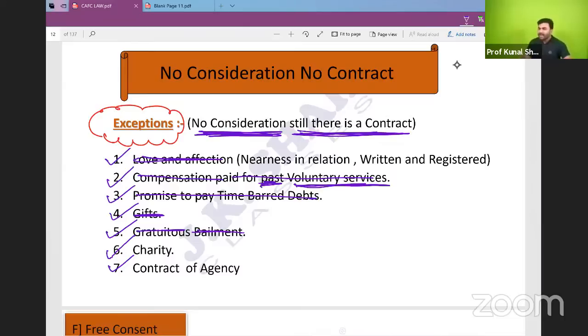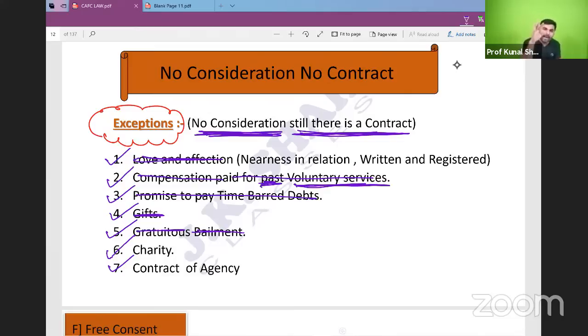The next exceptional case is about charity, that is, donations. Even in case of donations, we don't expect something in return, but still there is a valid contract. Yes, in case of donations, there is no consideration, but still there is a valid contract. Last, in case of contract of agency, law says that in order to form a contract of agency, there may or may not be a consideration.